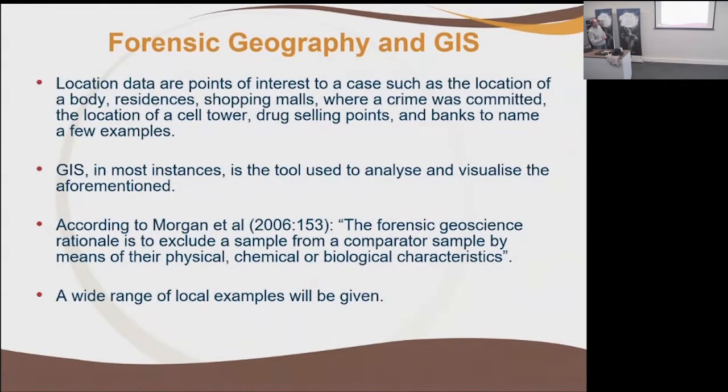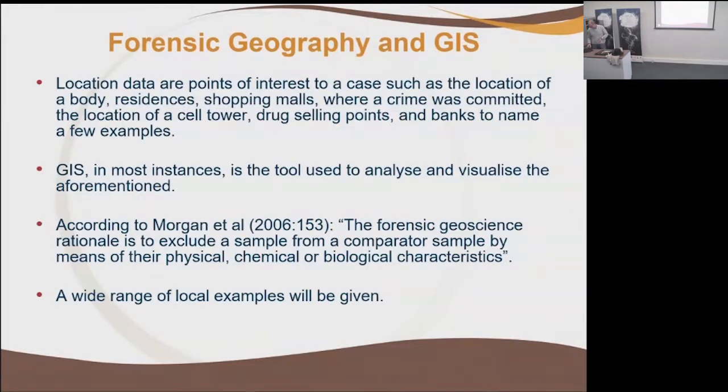And then, as I said, spatial. So we're interested in points of interest: where the body was found, the house where the person stayed, shopping malls, where the incident took place, cell towers, drug selling points, banks, anything that can be mapped. And as I said, the GIS is a tool. So based on this, I'm going to give you some examples.